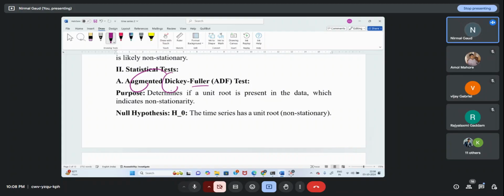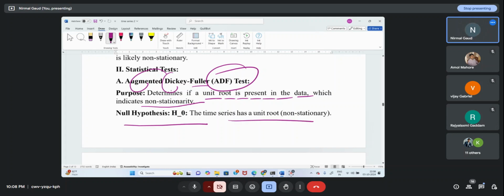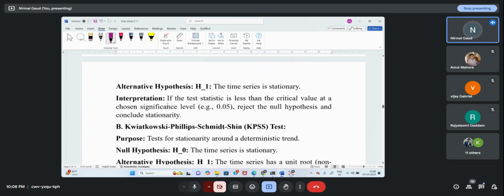The Augmented Dickey-Fuller test determines if a unit root is present in the data, which means it is not stationary. The null hypothesis is the unit root, or non-stationary. The alternate hypothesis means your time series is stationary. 0.05 is the threshold value. So if the test statistic is less than the critical value, 0.05, then we reject the null hypothesis and say that it is stationary, else it is not stationary.